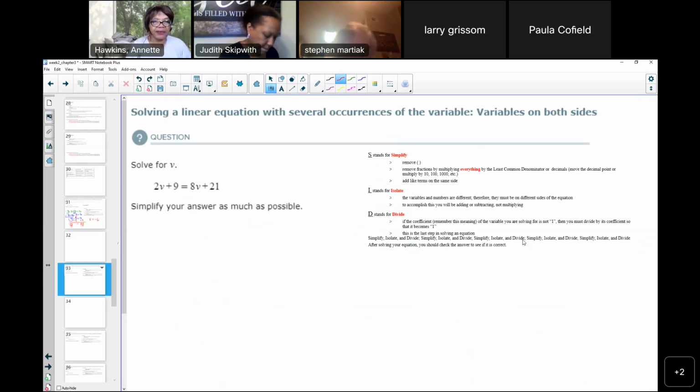Simplify. Do you have any parentheses? No. Do we have any fractions or decimals? No. Do we have any like terms on the same side? So let's take a look. On the left, I have 2v and 9. On the right, I have 8v and 21. They are not like terms.